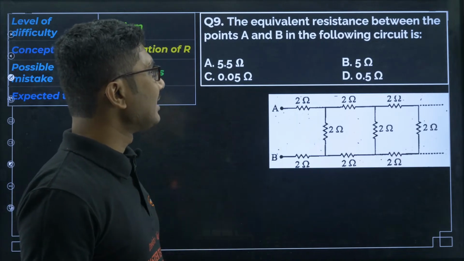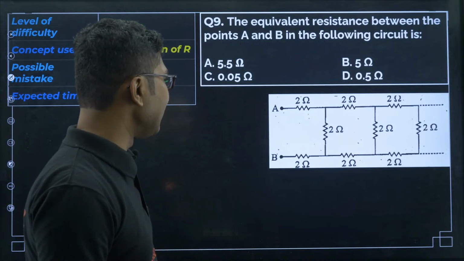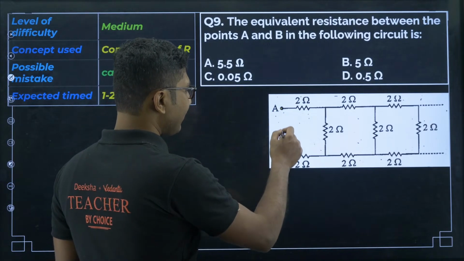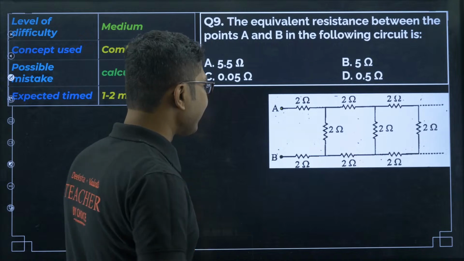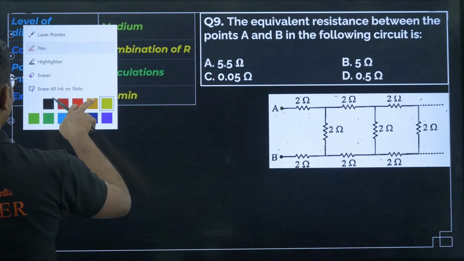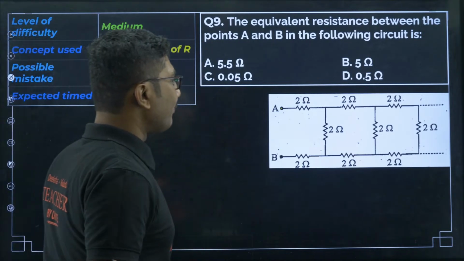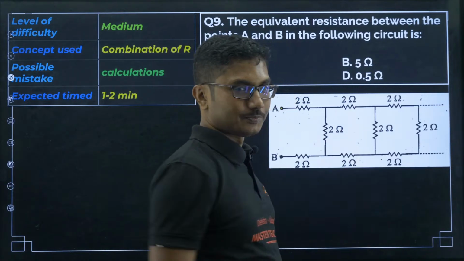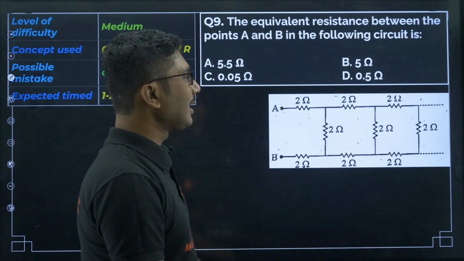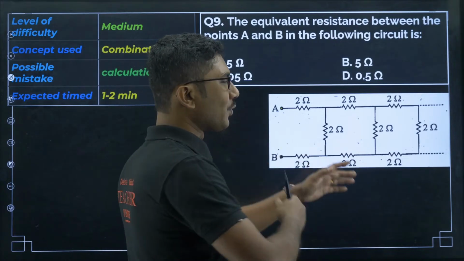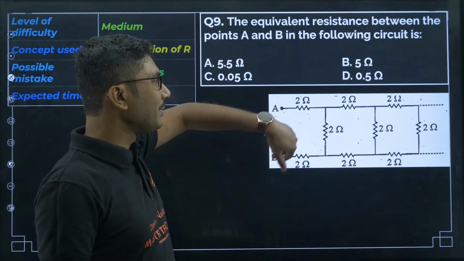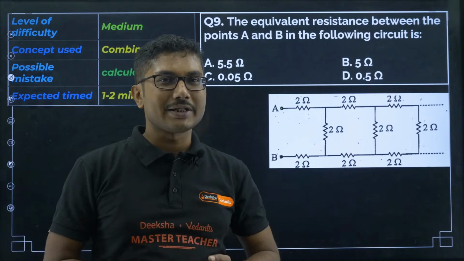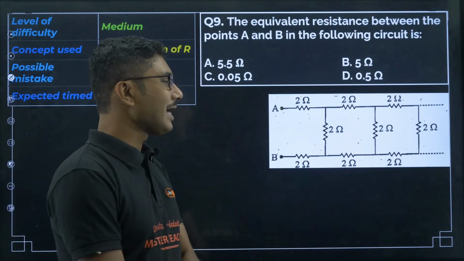The equivalent resistance between the points A and B. So what is the equivalent resistance between this point and this point? There is a trick to solve this kind of question. What is the trick? First of all, you have to understand that this is an infinitely long circuit. Infinitely long means even if you remove one or two resistances from the beginning, it does not affect it; the same resistance will be there at the end as well.